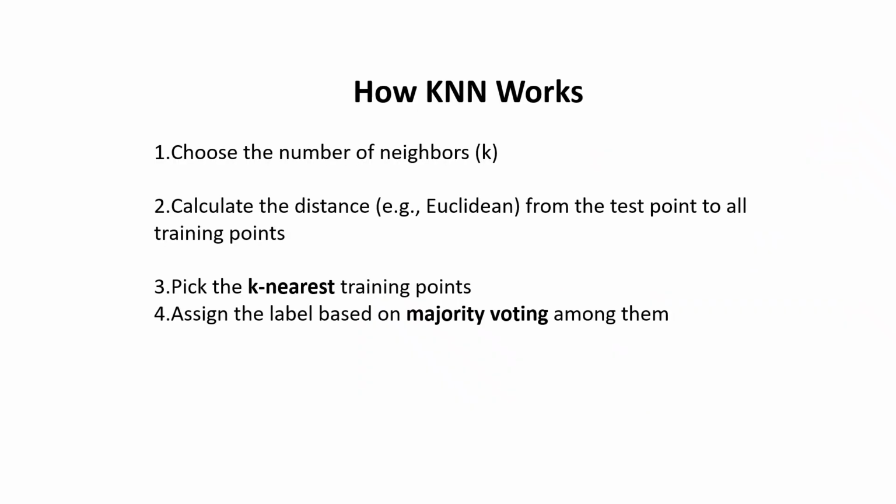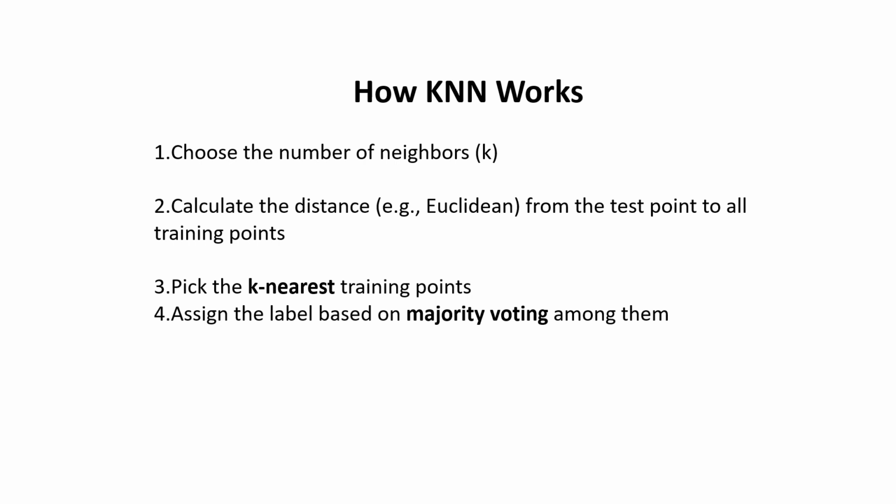Now we'll see how KNN works. First, it chooses how many neighbors to consider around the central point. Then it calculates the distance, which is the Euclidean distance. We take a reference point, which we call the test point. From that test point, we find the nearest neighbors, measuring the distance from the test point to all the training points surrounding it.